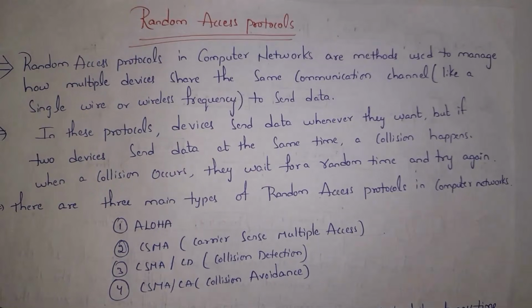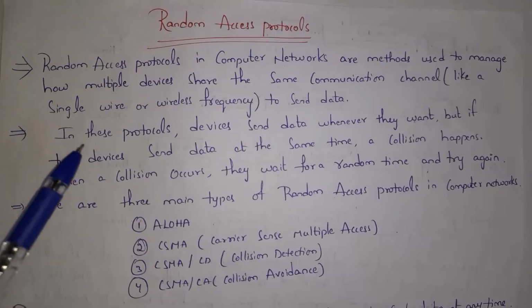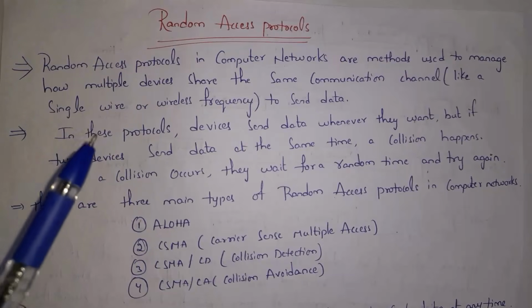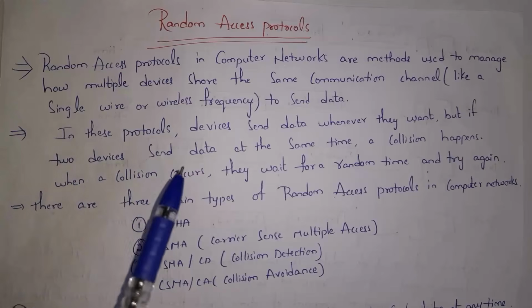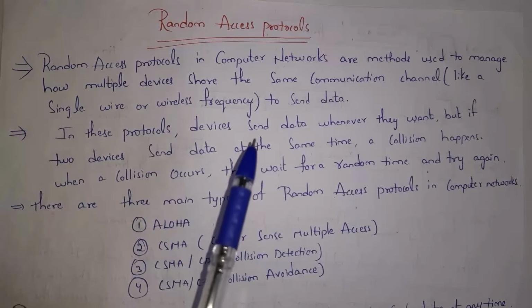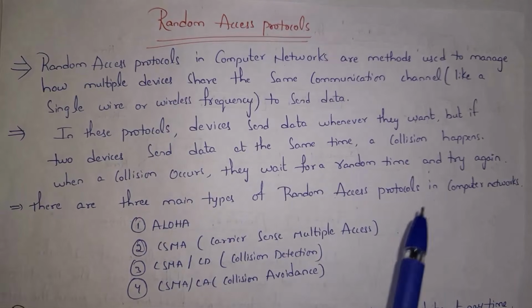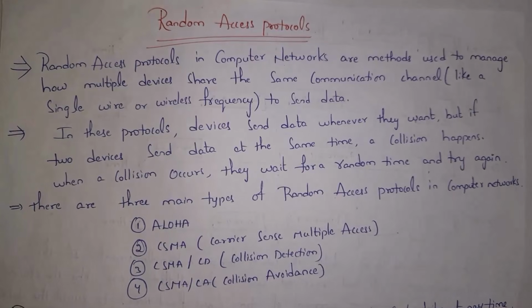Guys, in random access protocols, multiple devices are connected to single communication channel in order to send data. Guys, in random access protocols, devices can send data at any time, whenever they want. But if two devices send data at the same time, collision will occur. And if collision occurs, devices need to again resend data at random time. Random time in different time. Random access protocols are classified into four types. They are Aloha, CSMA, CSMA CD, and CSMA CA. I will explain each of them in detail.